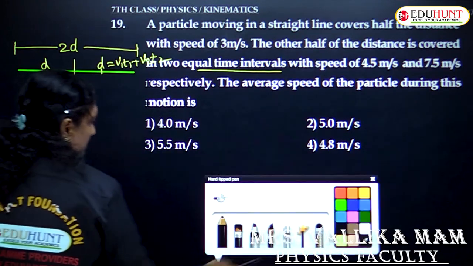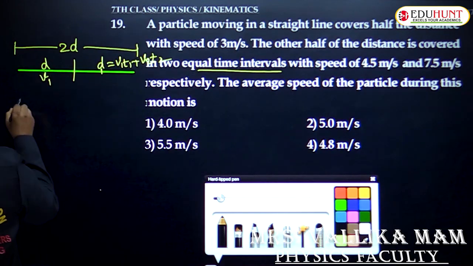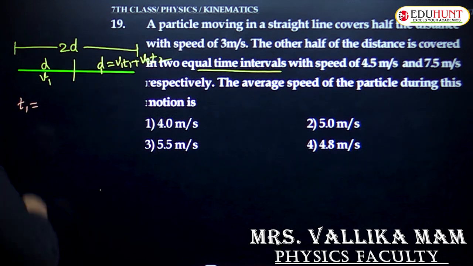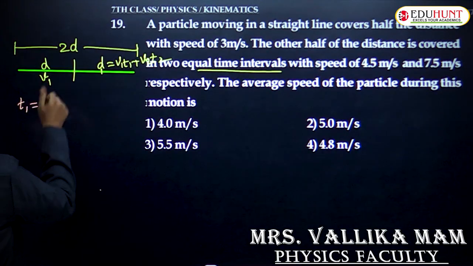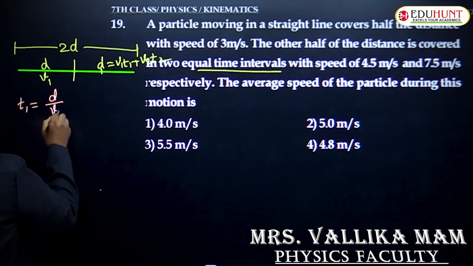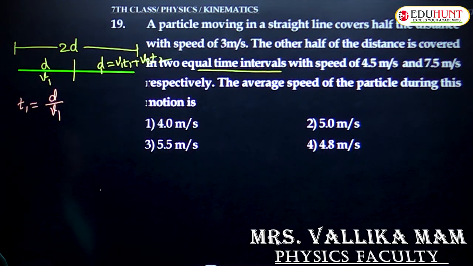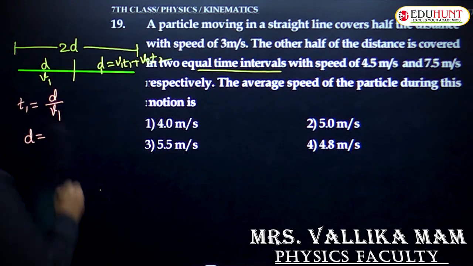So, first of all, let us try to find out the value of only T1. So, children, here in this region, the time, let us suppose it as some T1. What is the value of T1? Speed equals distance by time, so time must be equal to distance by speed. What is the distance here? D. And speed is V1. Time is equal to distance by V1, D by V1.